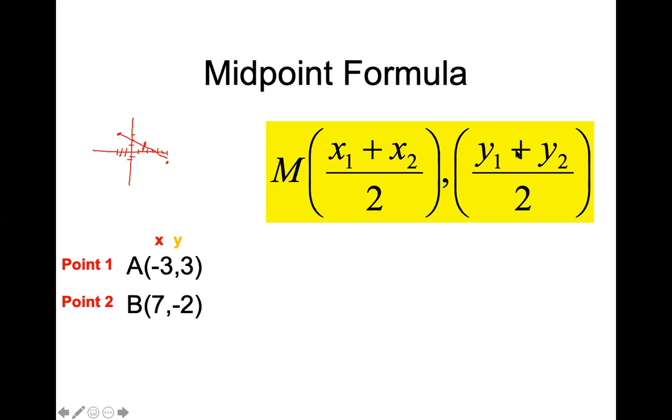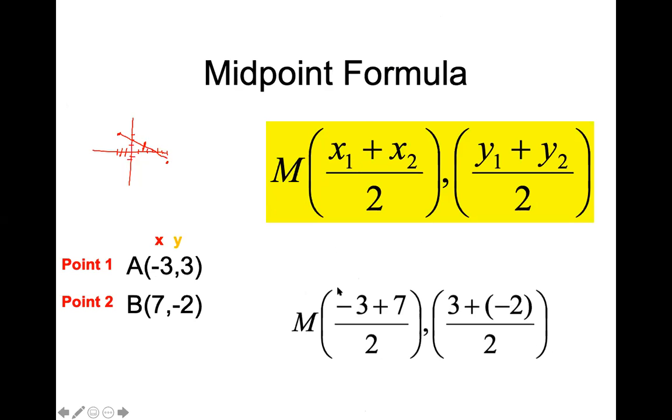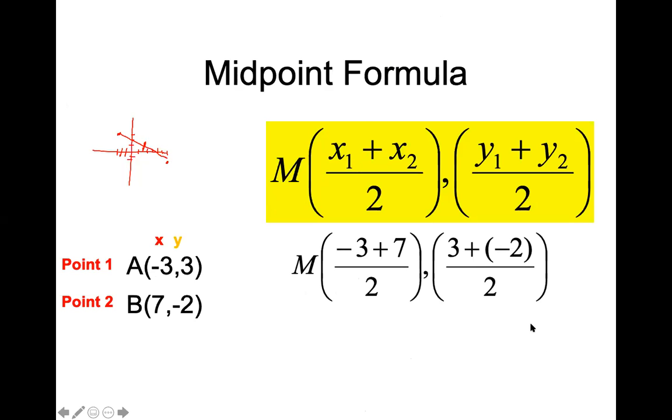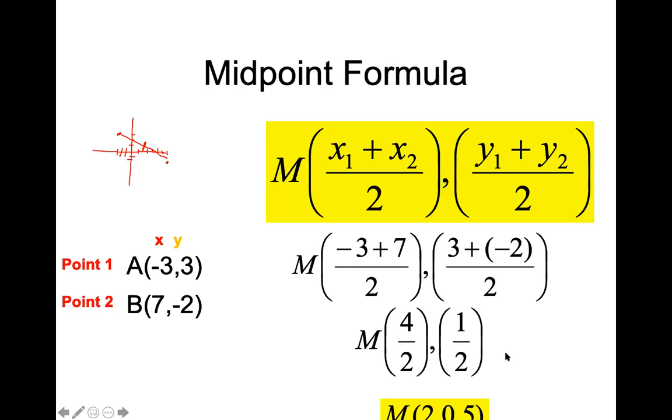And then on the other side, we've got to add the y's. That would be 3 plus -2. So there are the numbers that I got for that. -3 plus 7, that would be 4 over 2. And 3 plus -2, that would be a 1. So I get 4 over 2, and 1 over 2. 4 divided by 2 is 2, so we got 2 and a half. 2 comma a half. Notice I was guessing it was 2 comma 1.